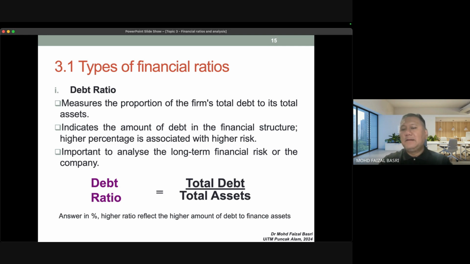Okay, so tambah kat belakang tu, multiply with 100 in order to get it in percentage. Sebab ratio ni dalam percentage. So kalau dapat katakanlah 0.37 contohnya, so it's technically 37%. Okay, so that's number one, debt ratio.